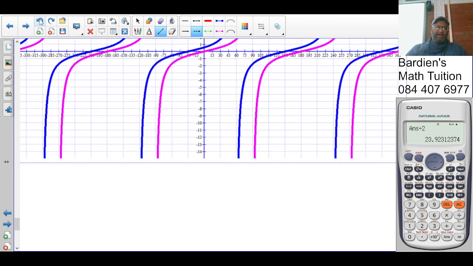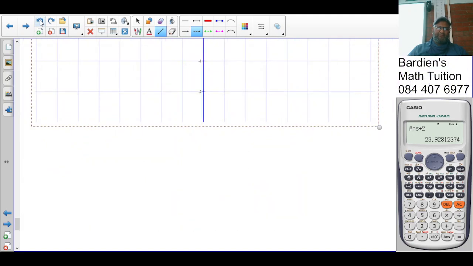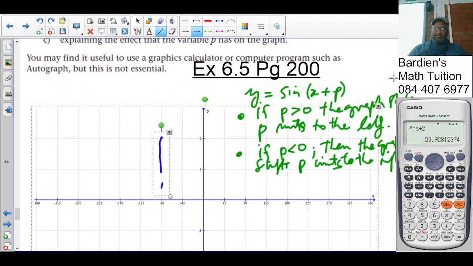Okay, now if it was minus 30, then the graph would have moved 30 degrees to the right, as well as the asymptotes would have also moved 30 degrees to the right. Okay, is there any confusion there?